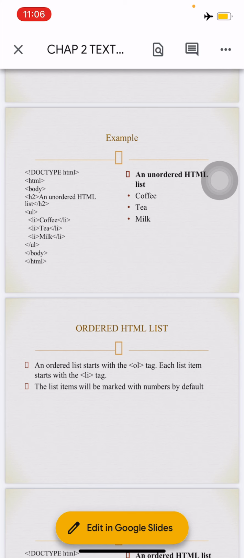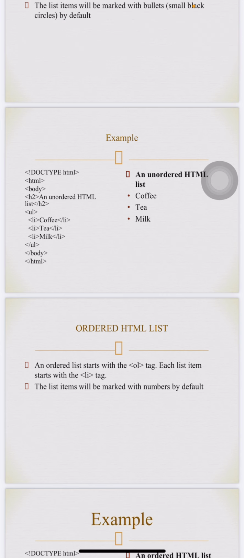Ordered list. The ordered list starts with the OL tag. Each item starts with the li tag. The list item will be marked with a number by default. You can use Roman numerals, or either you can use 1 2 3.